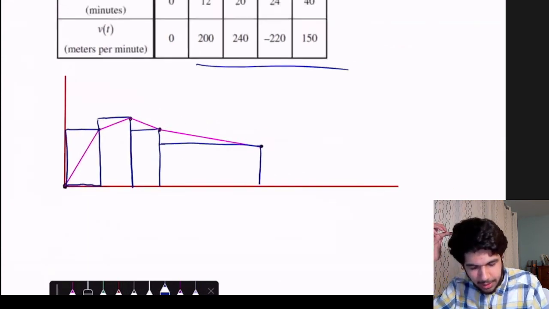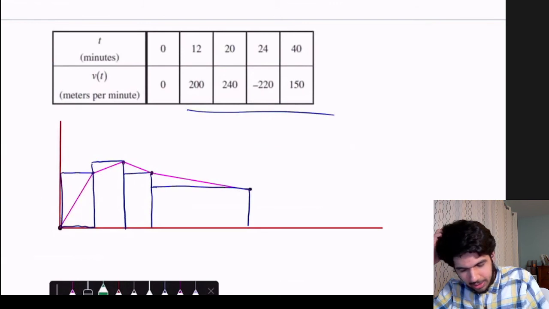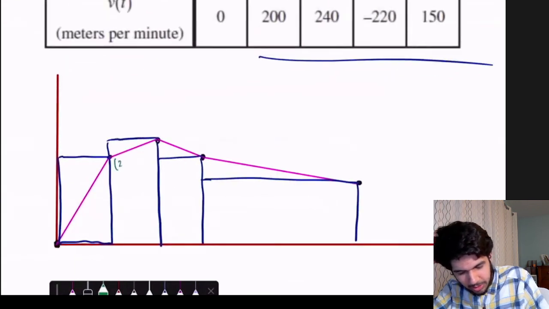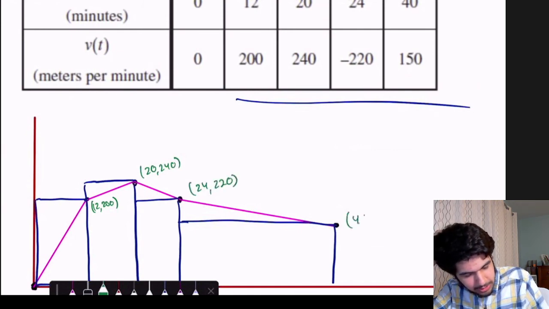Okay, and now we have to use the data points. So this point here is at 12, 200. The next one is at 20, 240. This one's 24, 220 because we took the absolute value. And the last one is 40, 150.